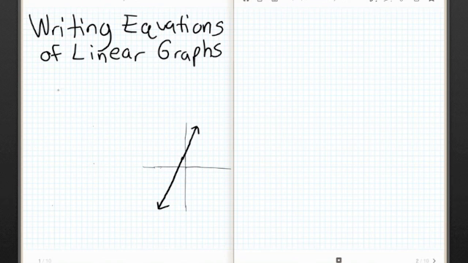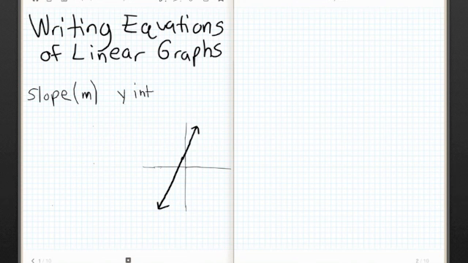There are two things that we want to look at in a line graph, which is the graph of a linear equation. The first is called slope, and we represent that with the variable m. And the second thing is called y-intercept, and that is represented with the variable b. To show you what these are, let's start with this line right here.